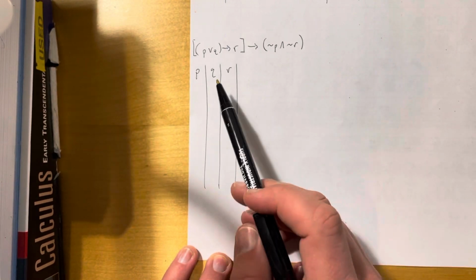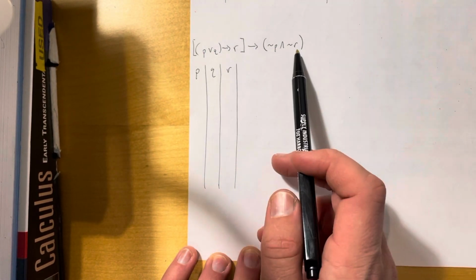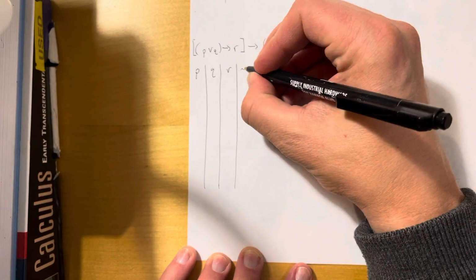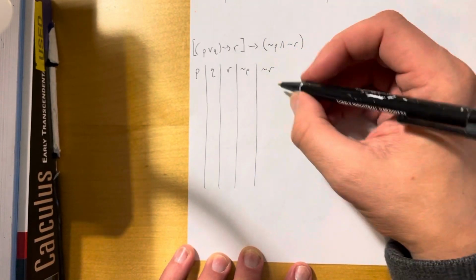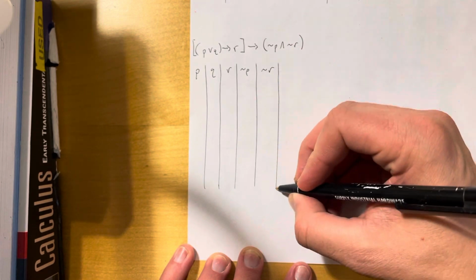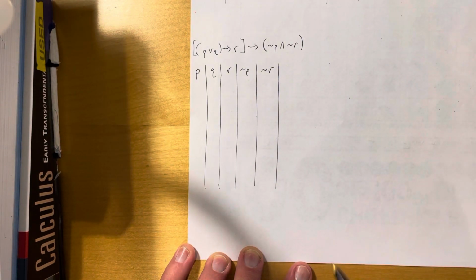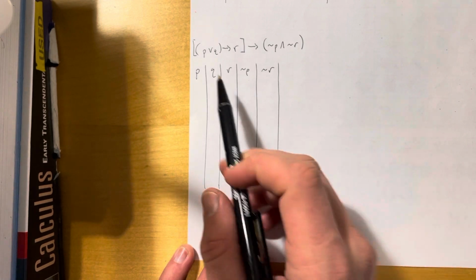Next, I look for any negations that appear. I have a not P and a not R, so I need columns for those. I don't have a not Q showing up anywhere, so I don't need to make a not Q column. Okay, now let's see what else we have.